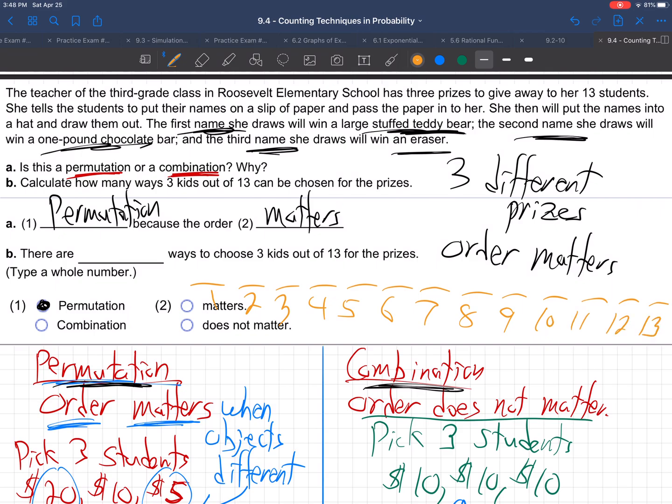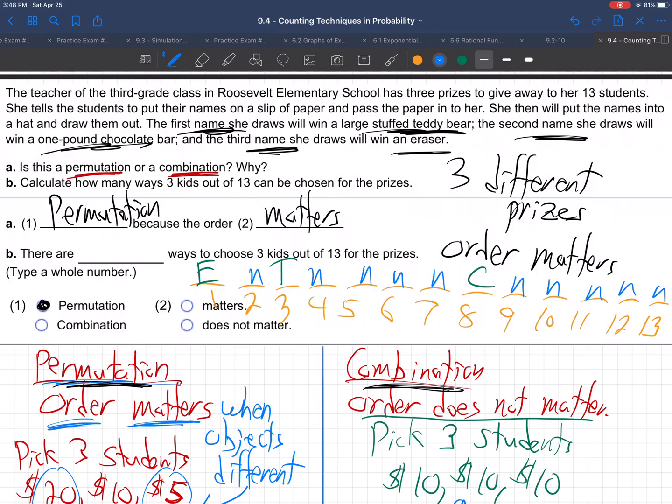We're going to pick somebody to get the bear, T for the teddy bear. Somebody's going to get the chocolate bar. That's the best. Maybe chocolate bar right there. And somebody else is going to get the eraser. That's a bummer. And then everybody else is going to get nothing, nothing, nothing, nothing, nothing, nothing, nothing, nothing. So we're really saying, what are all the ways to put those in order?